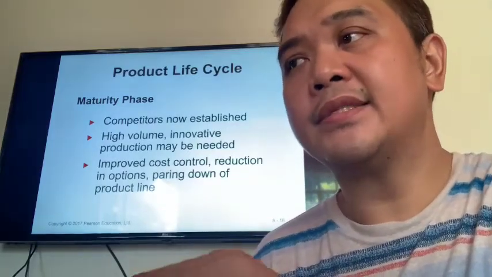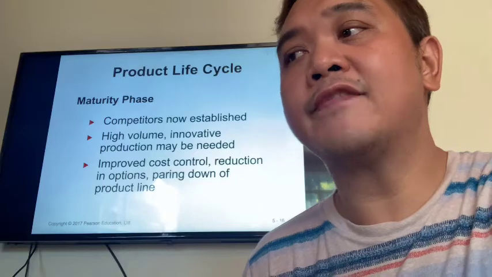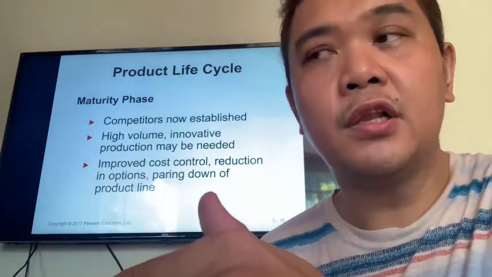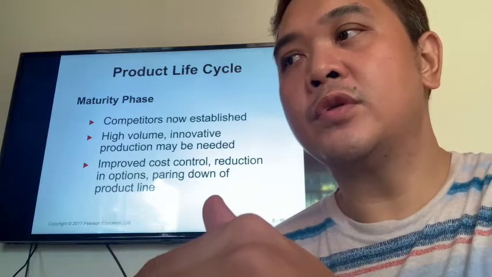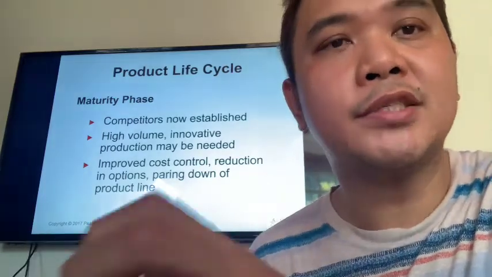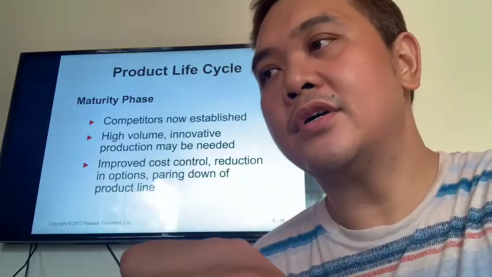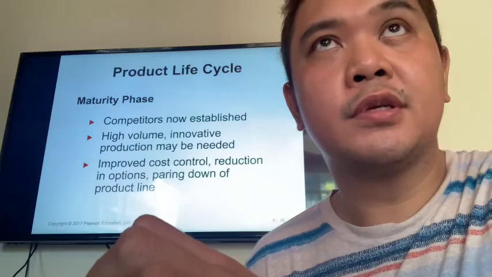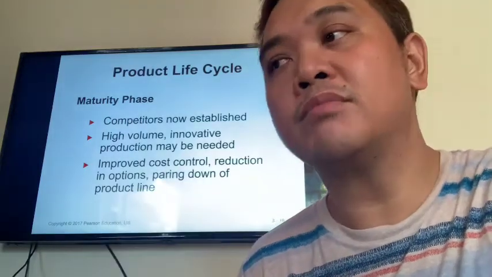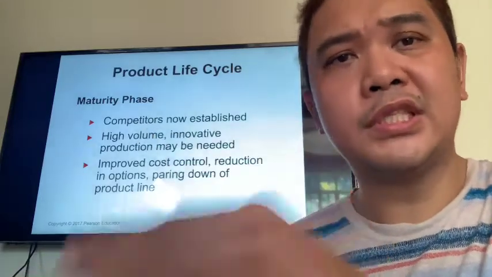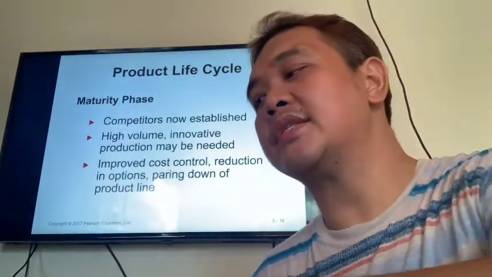Also, in this maturity phase of the product life cycle, you have to improve your cost control. Okay? You have to pare down your product line or minimize your product line. Also, your variants or yung mga choices ng product mo is dapat na-reduce na. So, this is during the maturity phase.